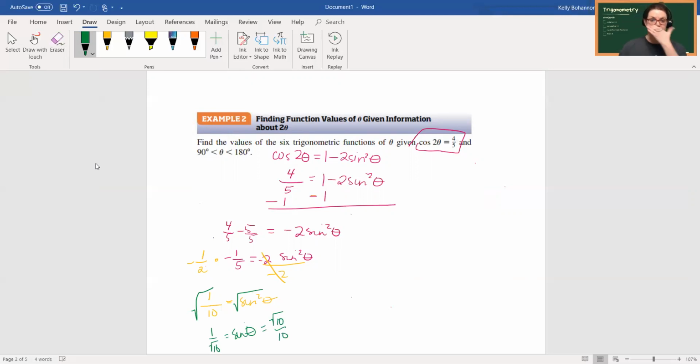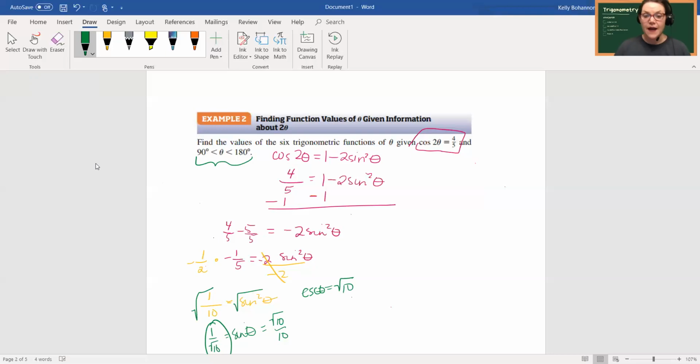All right, now it did tell me up here that we're looking for theta between 90 and 180 degrees, which means we're in quadrant 2. All students, which means that sine is positive, so that's my sine value. And I can easily find my cosecant value by flipping this over. So I now know sine and cosecant. Cosecant of theta equals square root 10, because I just take this and flip it.